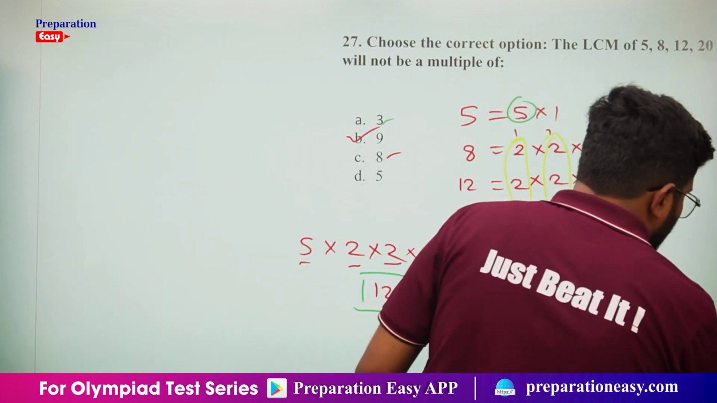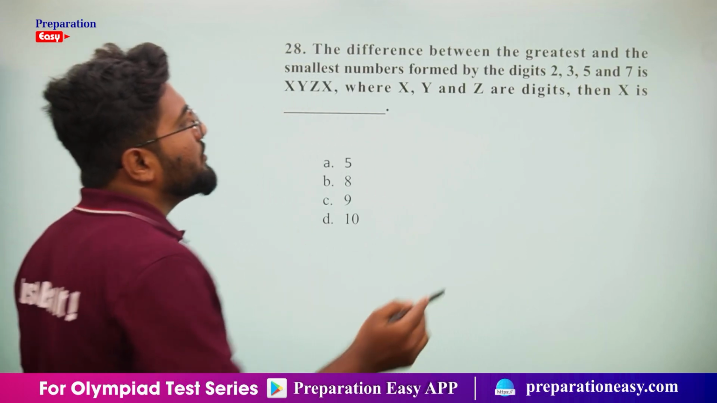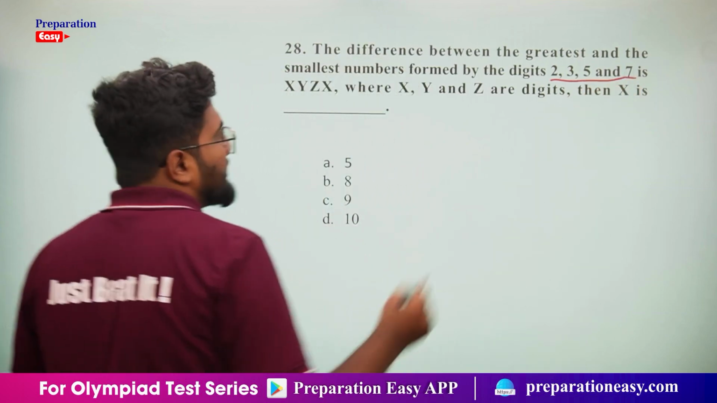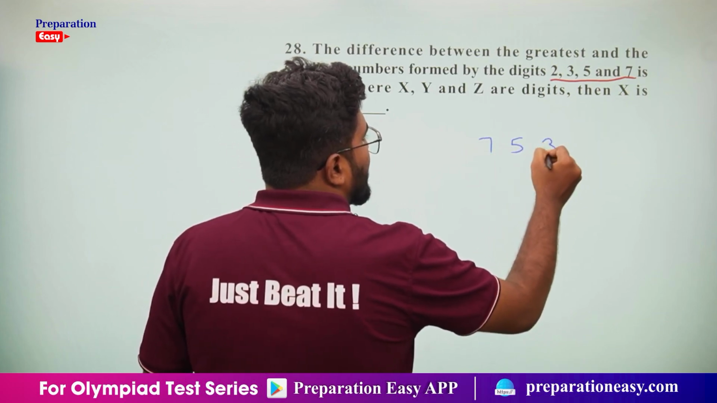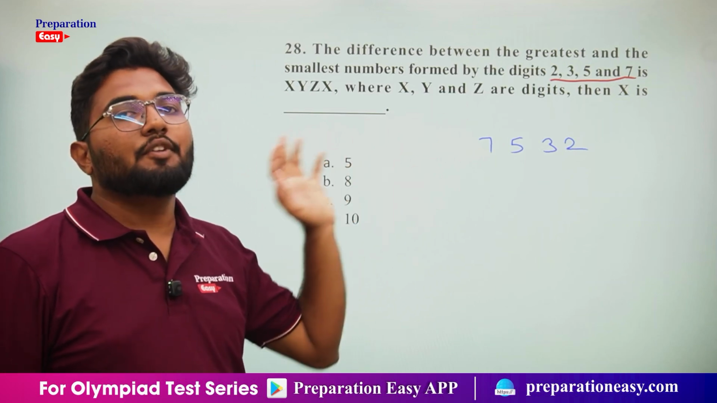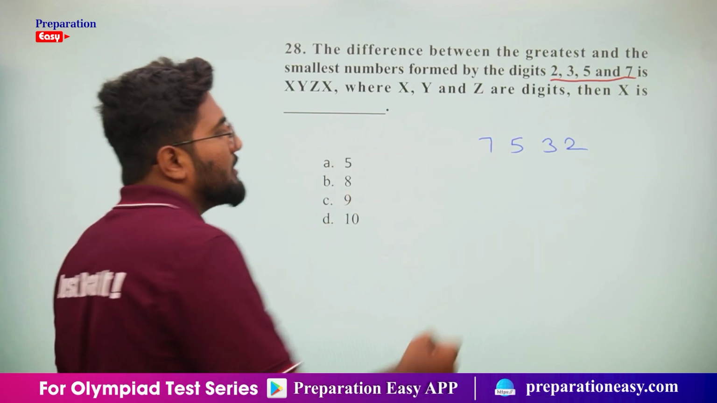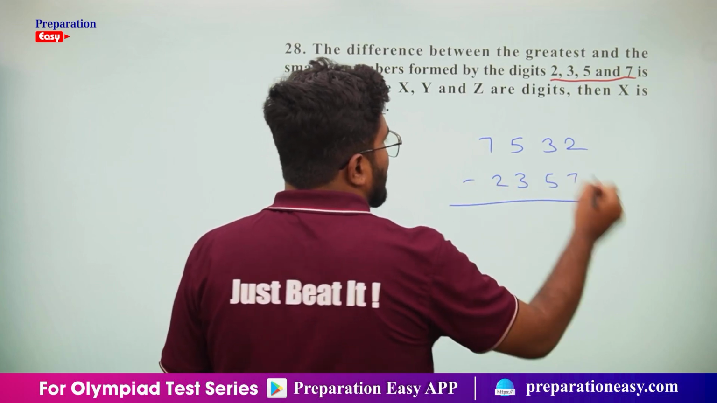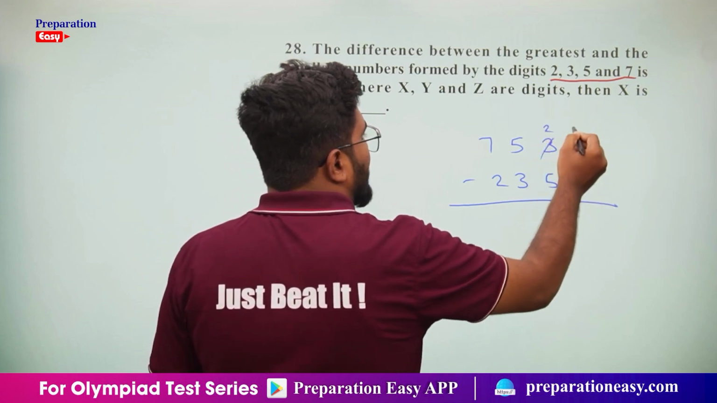Moving to the next question: the difference between the greatest and the smallest number formed by 2, 3, 5 and 7. What will be the greatest number? It should be 7, 5, 3 and 2. Is it correct? Yes. Then what will be the smallest number? It is 2, 3, 5 and 7. Then what is the difference? 2 minus 7 not possible, so this will become 12.